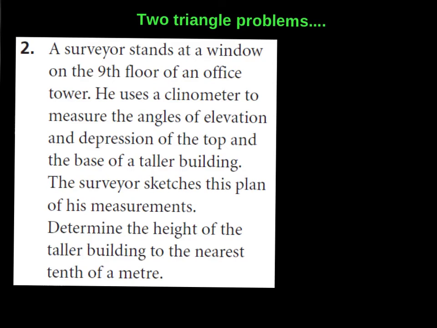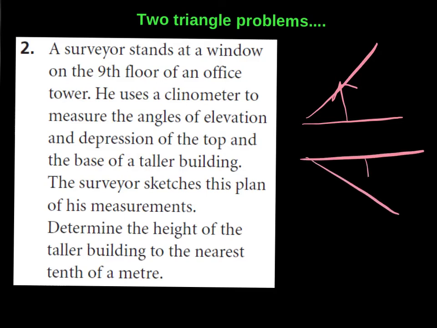Okay? So we've got a surveyor stands at a window on the 9th floor of an office tower. He uses a clinometer. That's just something that he uses to measure angles. He measures the angle of elevation. So the angle of elevation is the angle going upwards. And he measures the angle of depression. So the angle of depression is the angle from the horizontal going downwards.